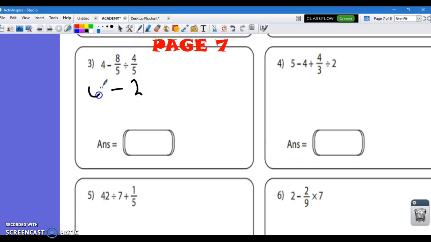Bring everything else down. You have a whole number minus a whole number. No need to turn them into fractions. 4 minus 2 is 2. Okay.